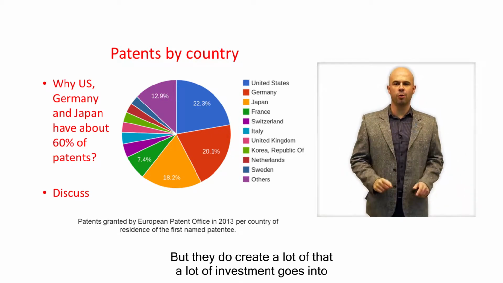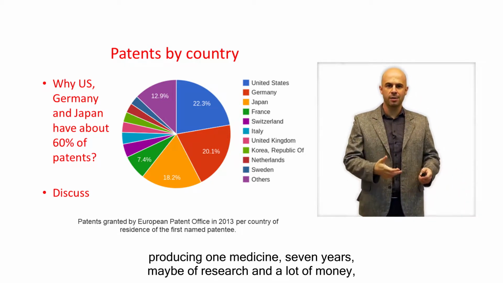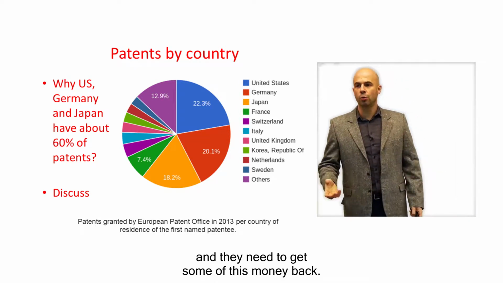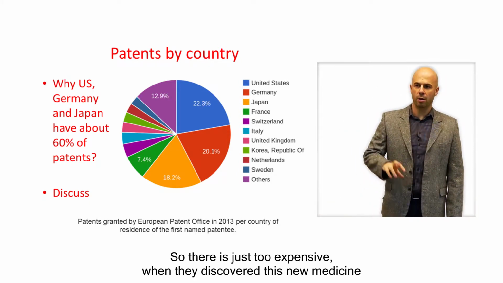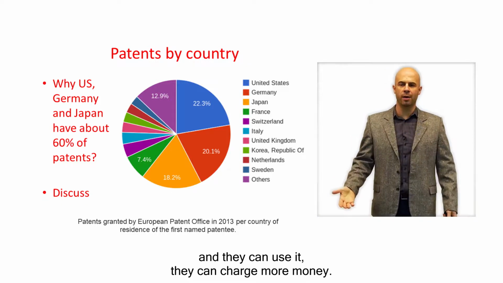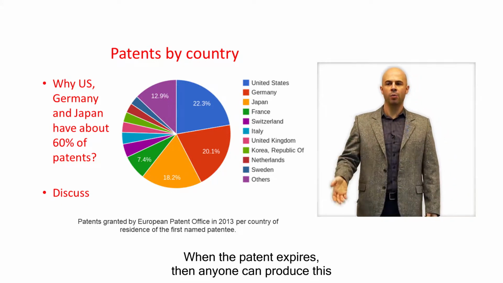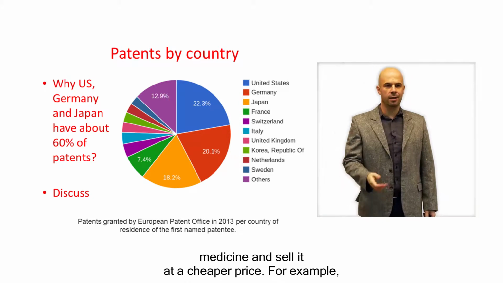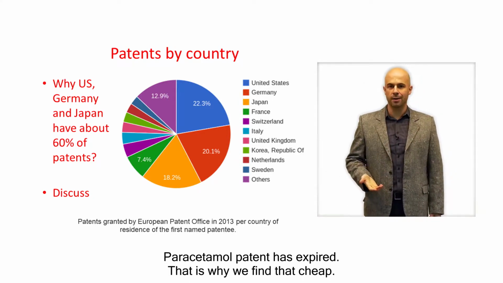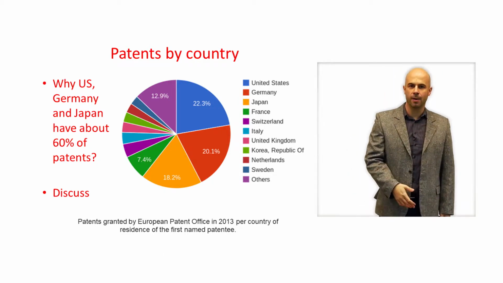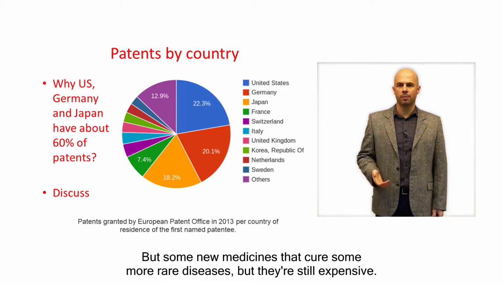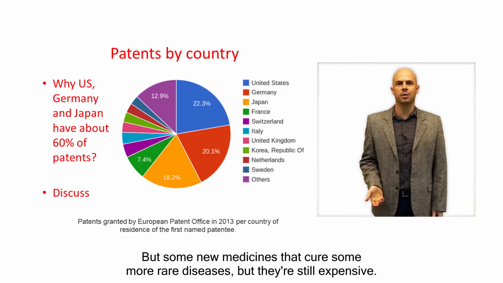A lot of investment goes into producing one medicine, 7 years maybe of research and a lot of money, and they need to get some of this money back. So they register patents when they discover this new medicine and they can use it, they can charge more money. When the patent expires, then anyone can produce this medicine and sell it at a cheaper price. For example, paracetamol's patent has expired. That's why we find it cheap. But some new medicines that cure some more rare diseases, well, they're still expensive.